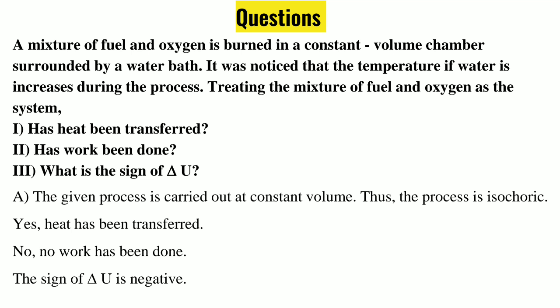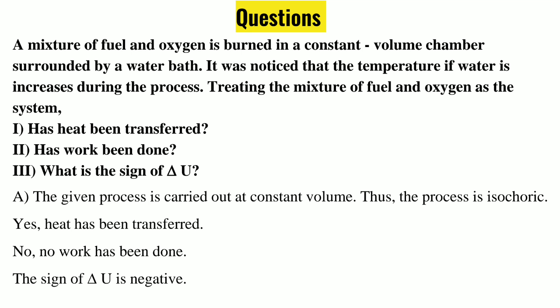Volume is not changing, so the chamber volume is constant. Let us notice that the temperature of the water is increasing during the process. So we have to find these parameters: has heat been transferred, has work been done, and what is the sign of delta U? I am reading the answer now. The given process is carried out at constant volume.